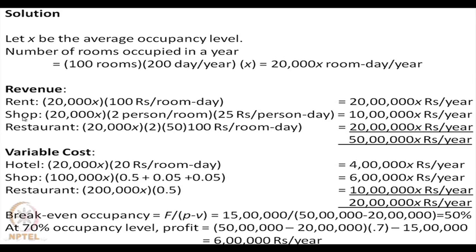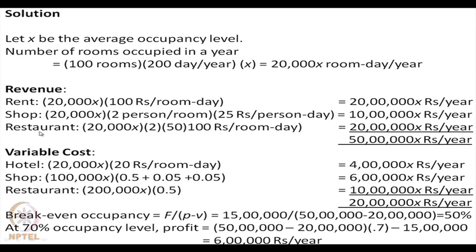Now, when we compare, go to shops, per room there are 2 persons and one person per day spends 25 rupees. Therefore, per room we get 2 into 25 and there are 20,000 x number of rooms. Therefore, 20,000 x into 2 into 25. So, that would be the revenue, and that comes to 10 lakh x rupees per year revenue that the hotel gets from the spending of the occupants in the shop.